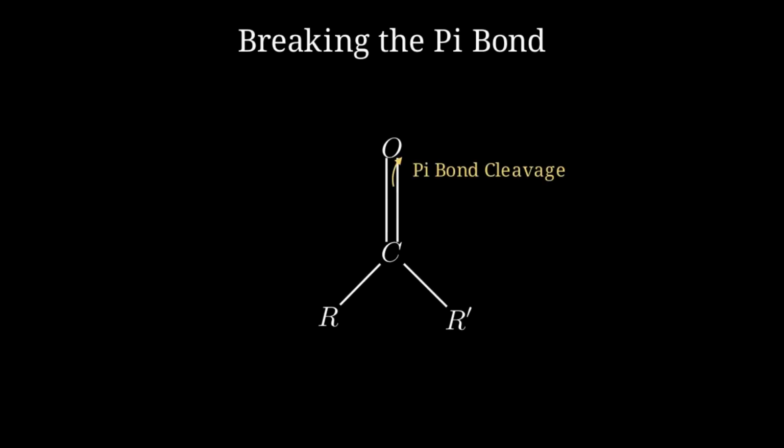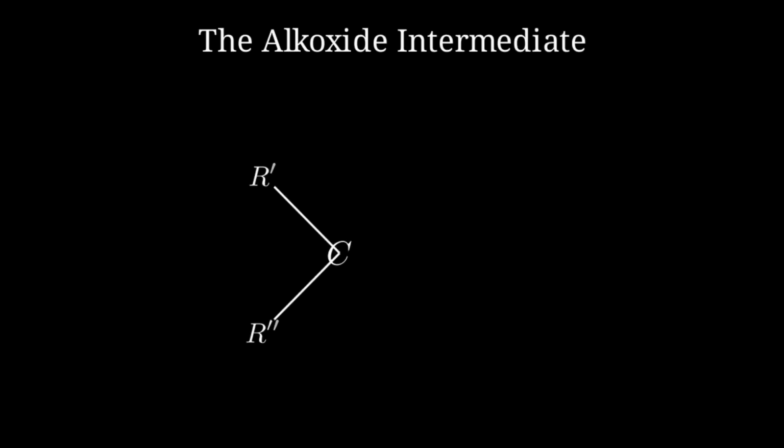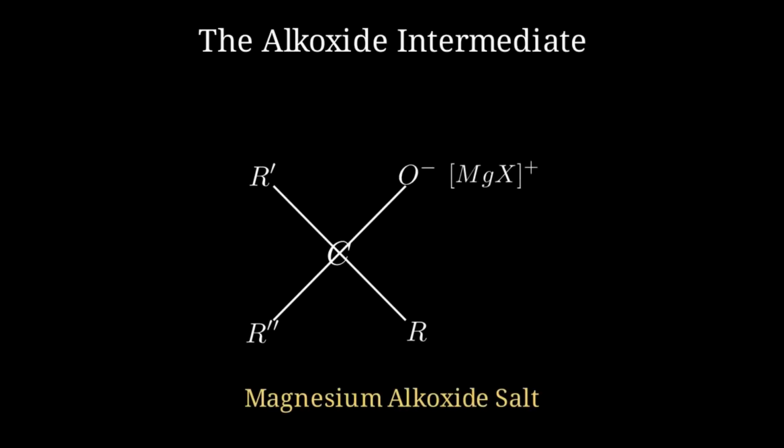The electrons move onto the oxygen atom, and the central carbon changes its geometry from trigonal planar sp2 to tetrahedral sp3. This results in an intermediate known as a magnesium alkoxide salt. The negatively charged oxygen is stabilized by the positively charged magnesium halide complex in the anhydrous ether solvent.